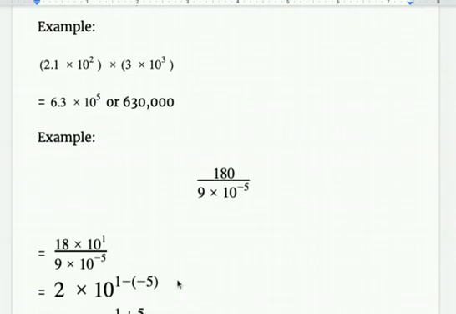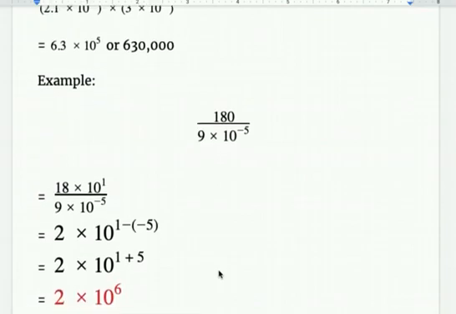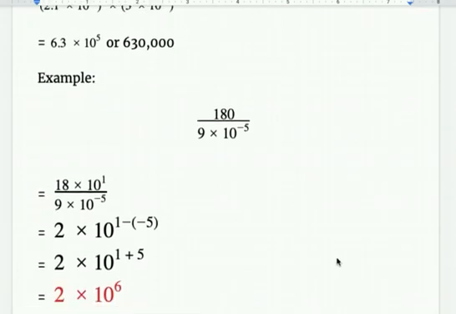And I know that my two negatives will become a plus, so it becomes a really easy math problem. It becomes 2 times 10 to the 1 plus 5 power, which is then 2 times 10 to the 6th power. And 2 times 10 to the 6th power is really the same as 2 with 6 zeros at the end. There's 3 zeros and 6 zeros, so it's 2 million.